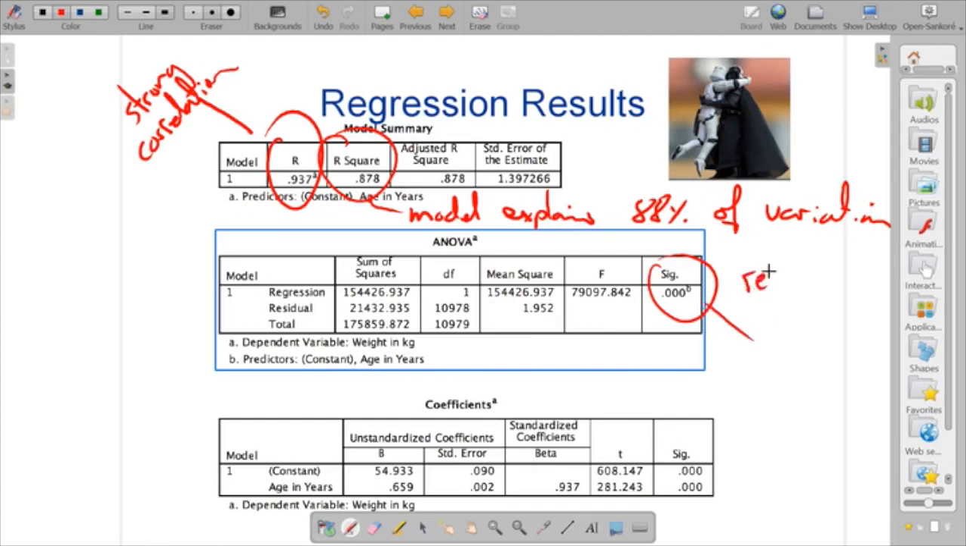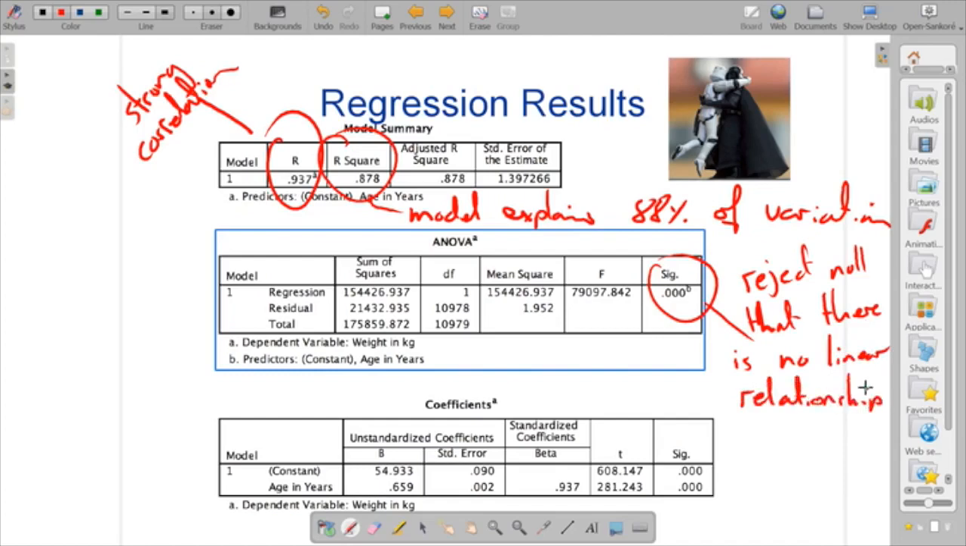One tells us to reject the null hypothesis that there is no, carry on, or is it no? I'm going to say linear relationship between weight and age.